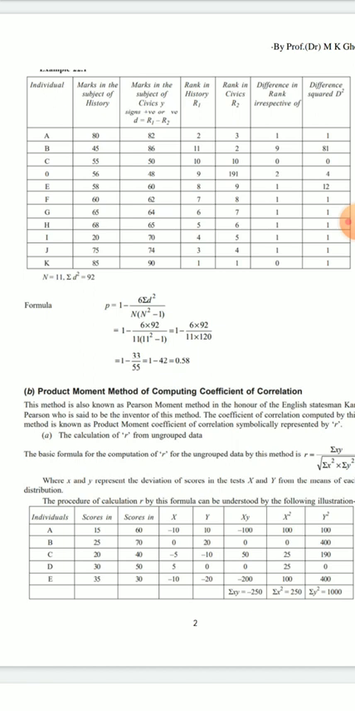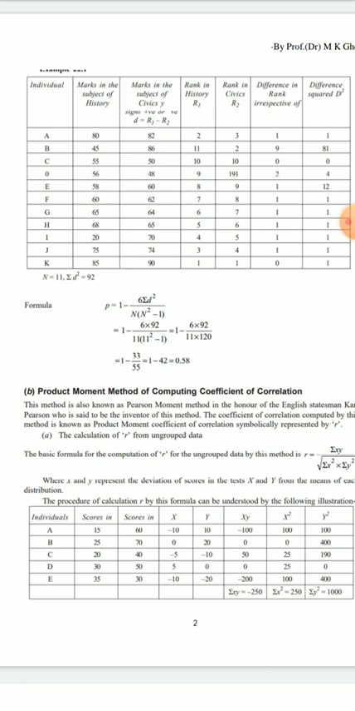are written here as the value of x. x is equal to minus 10, 0, minus 5, plus 5, plus 10. And the value of y is equal to 10, 20, minus 10, 0 and plus 20.